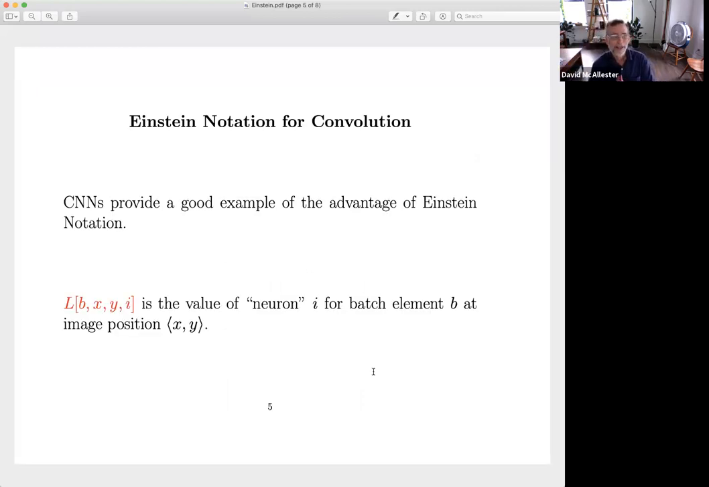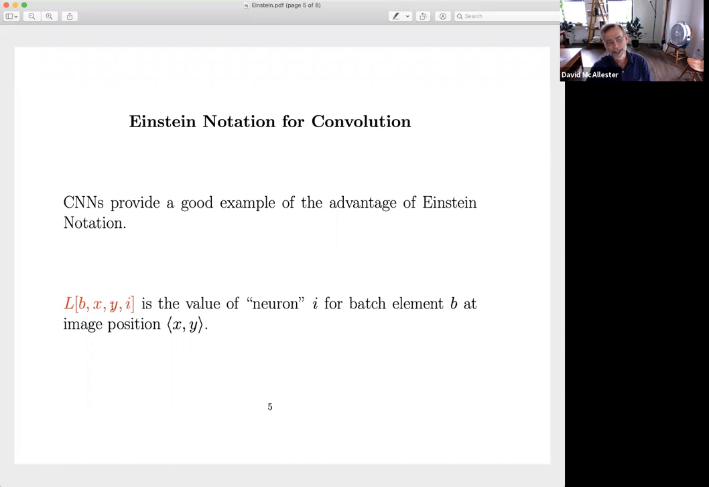So let's do convolution. I said Einstein notation is going to show its power, its clarity, when we get to convolutional neural networks. So let's do convolutional neural networks in Einstein notation. In order to do that, I need to introduce the layers of a convolutional neural network. Each layer, if you include the batch index, is a fourth order, or four index, tensor. So this is giving you a number, a scalar, for the batch element B.